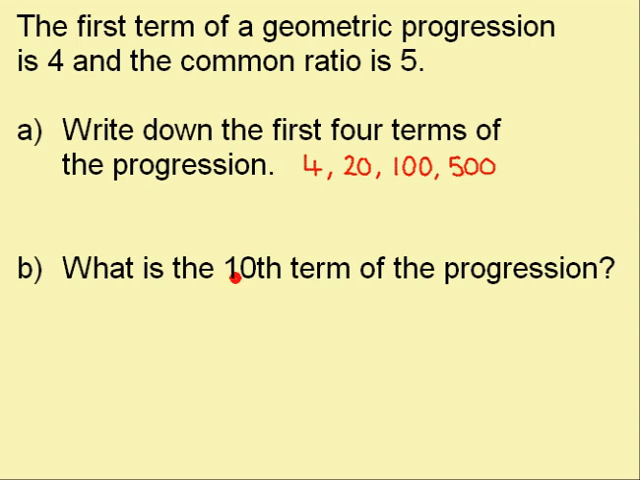Now I'm being asked to find the 10th term. I could just keep multiplying by 5, but it's probably faster to use the nth term. Remember, the nth term is ar to the power of n minus 1. Now a is the first term, and I know that's 4. r is the common ratio, I know that's 5. And n is 10, so n minus 1 is 9. Now I can use a calculator to get this answer, and I get 7812500. So this is the 10th term.